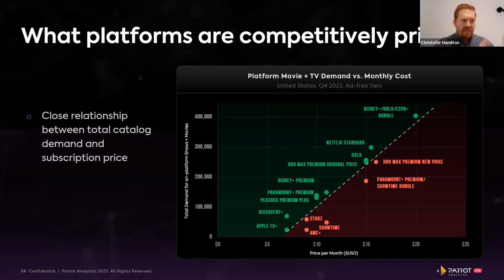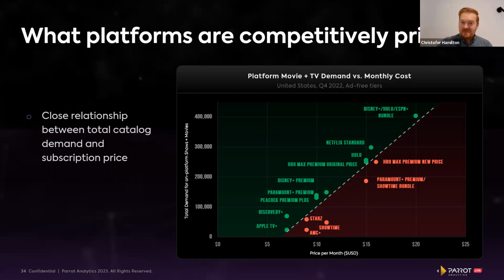So that was building up to this chart. What is this? This is basically plotting that total demand for all shows and movies on a platform. That's on the vertical axis with the price per month that these platforms are charging consumers in the US. I should mention that this is for each of these platforms' ad-free tiers. Just to make it a fair comparison, because I know several of these platforms do have ad-supported tiers or even free tiers they offer consumers, but this is just a comparison of all these platforms' ad-free tiers, the demand for all content, shows and movies on them, and the monthly subscription price they pay.